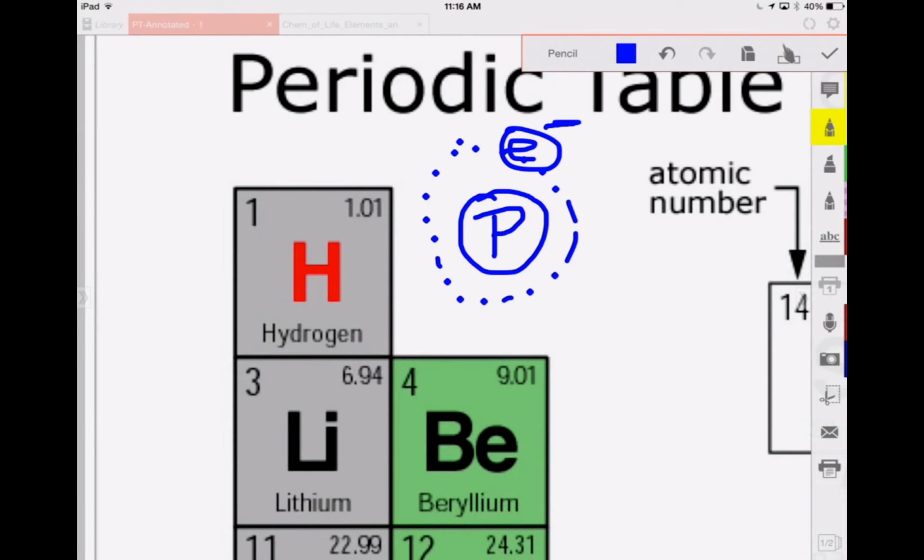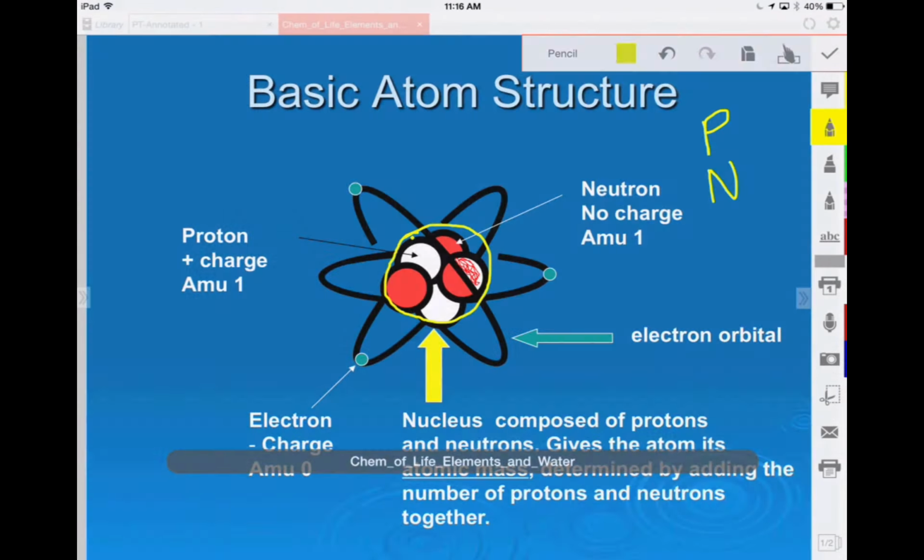But the nucleus is this central region. And we sort of saw that here. Now this atom itself has a couple of items in it. It has protons, and it has electrons, and it has neutrons. But in the nucleus per se, you find neutrons and protons.